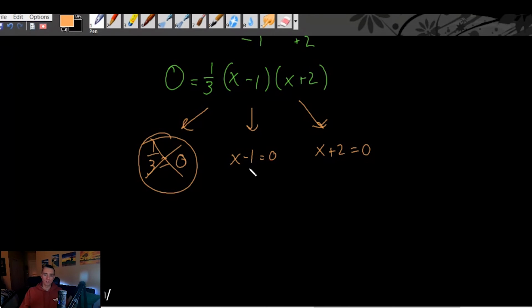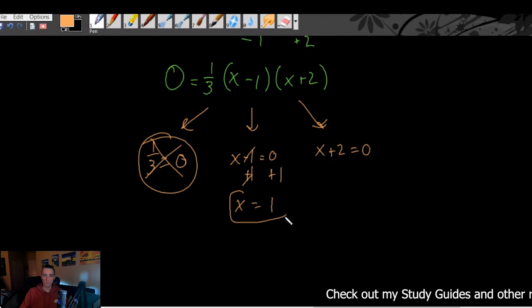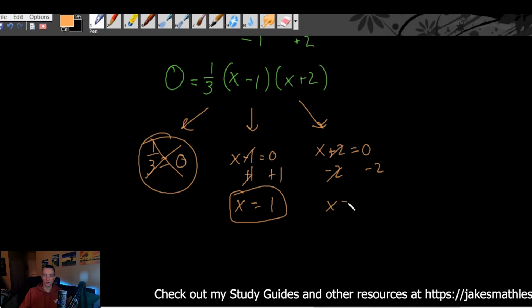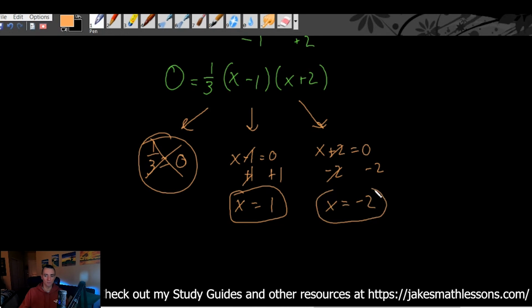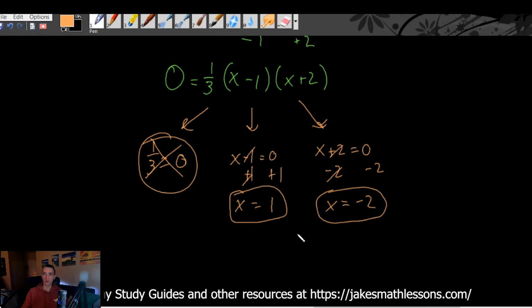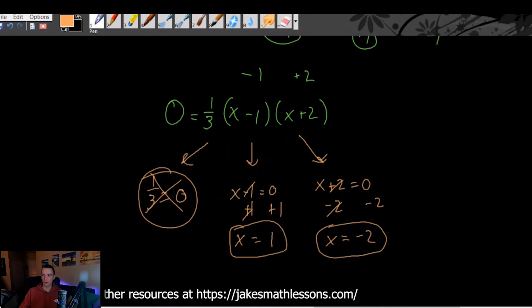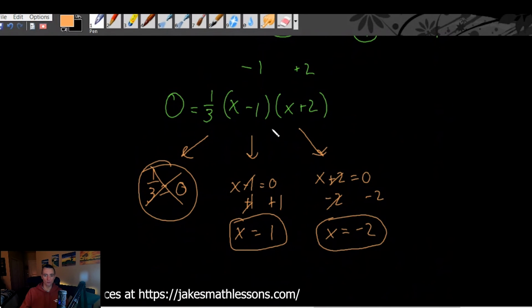Then we can solve this equation by simply adding 1 to both sides. So that'll cancel the minus 1 over here, giving us x equals 1. Then we can solve this equation by subtracting 2 from both sides. So that'll cancel with the plus 2, giving us x equals -2. So x equals -2 and x equals 1 are the zeros of our original polynomial function because they solve this equation in its factored form.